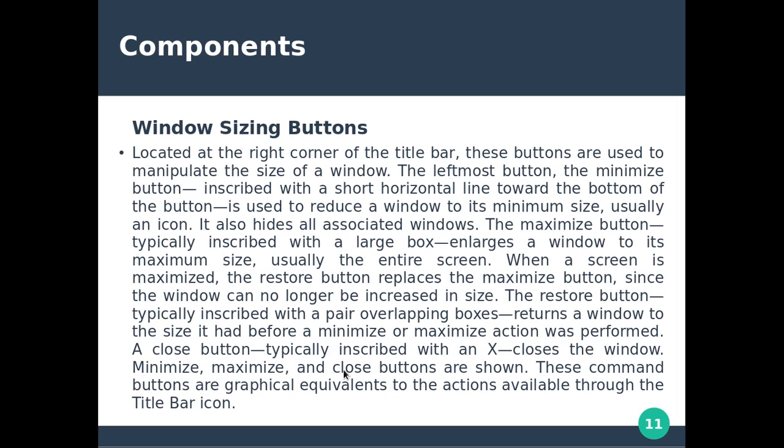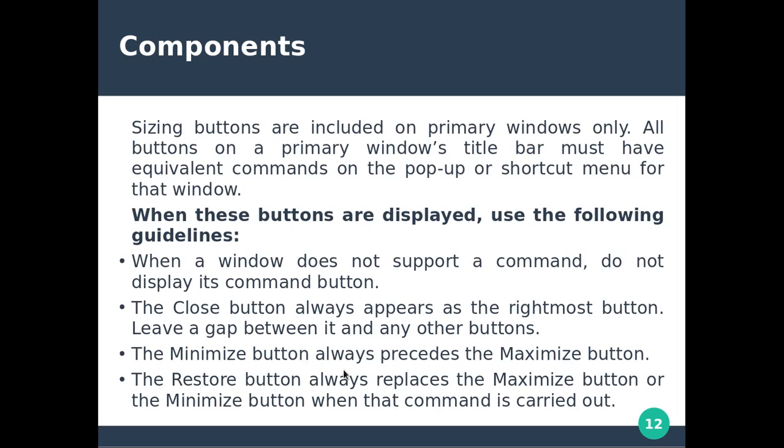Minimize, maximize and close buttons are shown. These command buttons are graphical equivalents to the actions available through the title bar icon. The sizing buttons are included on primary windows only. All buttons on a primary window's title bar must have equivalent commands on the pop-up or shortcut menu for that window. When these buttons are displayed, use the following guidelines.